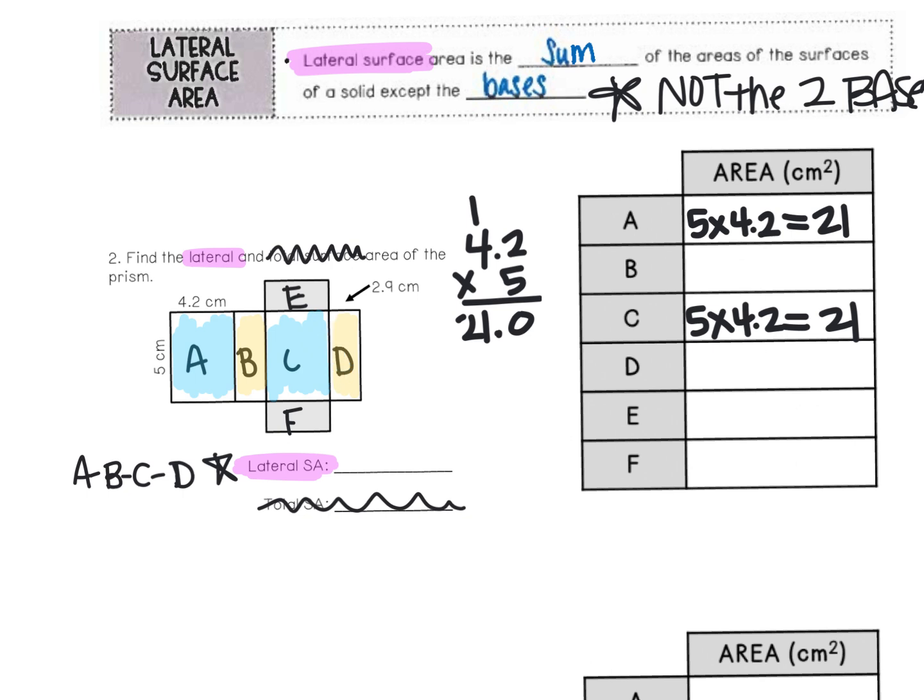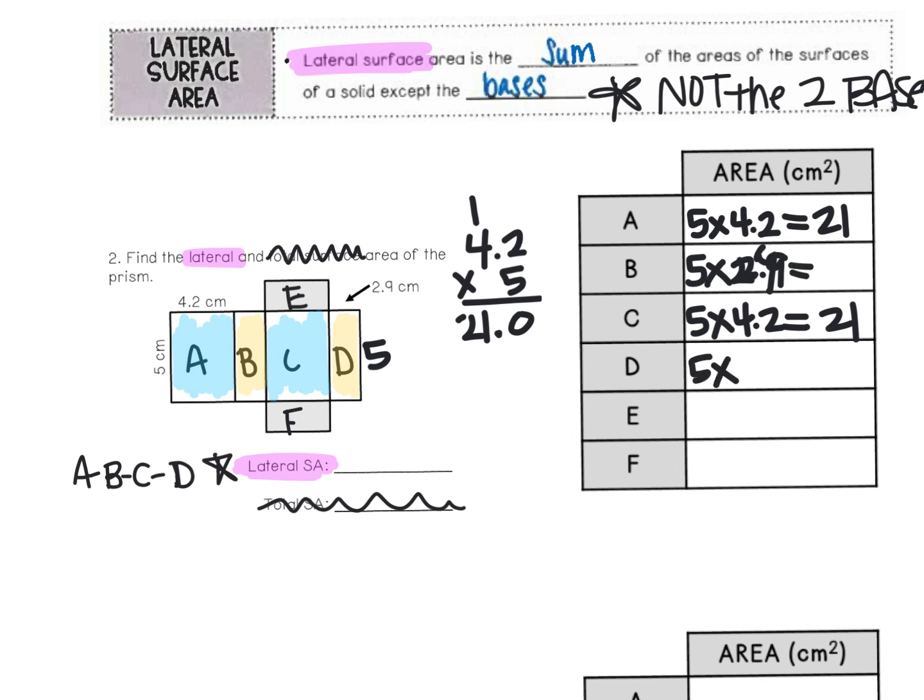So if you look over at D, it's pointing our arrow over here, and it's saying it's 2.9. So I'm just going to write my 5 back over here on the side because I know it matches with this one, and now I know B and D's measurements, it's 5 times 2.9. I'm going to write that in my chart, 5 times 2.9.